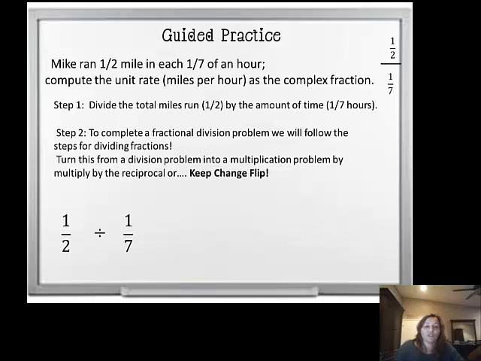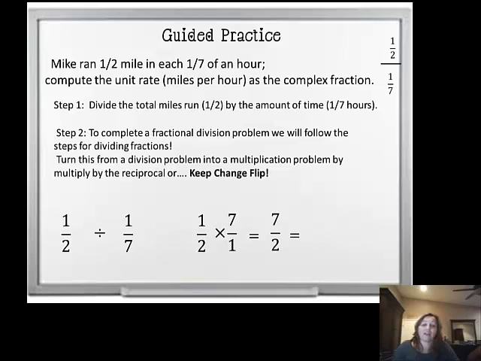We're going to turn this from a division problem, 1/2 divided by 1/7, into a multiplication problem by multiplying by the reciprocal, or we're using keep, change, flip. So when we do this, 1/2 divided by 1/7 becomes 1/2 times 7 over 1. And we just multiply straight across. 1 times 7 is 7, and the 2 times 1 is 2.